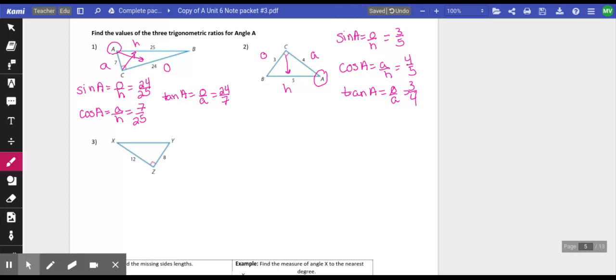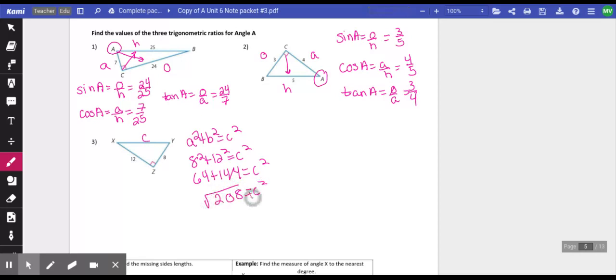Number 3, before I can do it, I need to find my hypotenuse. So I'm going to do the Pythagorean theorem. A squared plus b squared equals c squared. So it's 8 squared plus 12 squared equals c squared. So it's the square root of 208. That is not a perfect square, so I'm going to look for my perfect square factors. The perfect square factor in 208 is 16. So it's the square root of 16 times 13 equals c. So that's 4 radical 13. I'm going to write that as 4 radical 13.